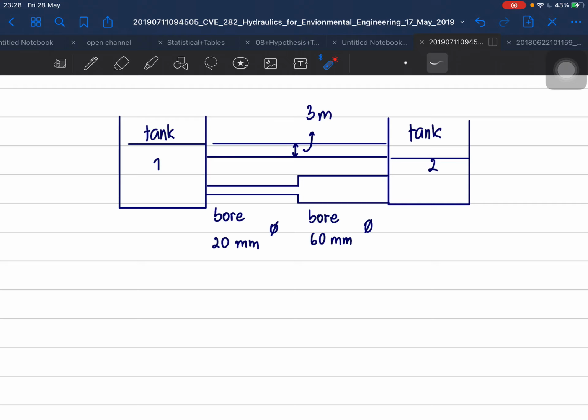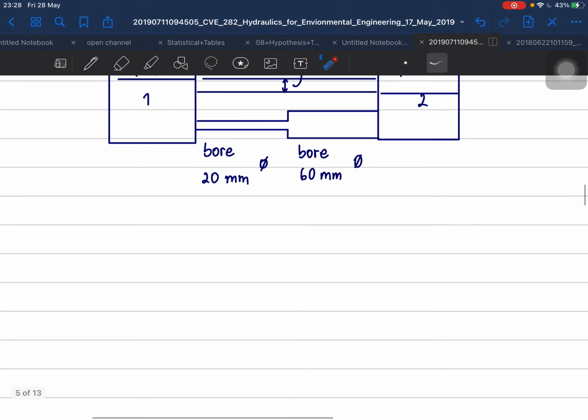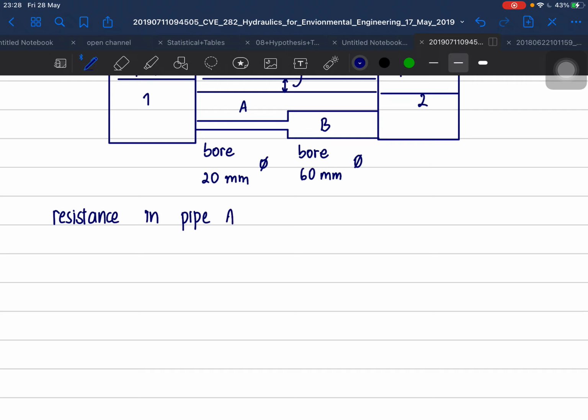So now we can start calculating. We can see that there are 5 different sources of pressure loss in the system, and they can be expressed as fluid resistance. So the resistance in pipe A: A is the smaller pipe and B is the bigger pipe. So we can say that the resistance in pipe A, R1 equals, can you guys remember that?